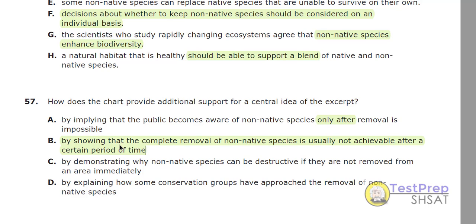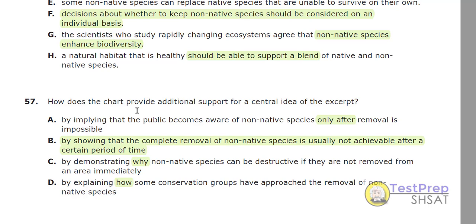C: by demonstrating why non-native species can be destructive if they are not removed. No, it says nothing about why in this graph. Why is not something that's part of that graph. D: by explaining how some conservation groups have approached the removal. No, how is not part of the graph. How the conservation groups approached it, they made plans to remove species, they had protests. No, there's no sense of how in that chart.